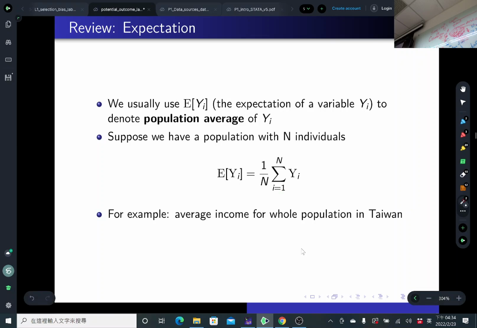In the denominator, sometimes they will write n minus 1. That could be when they calculate some sample average, for example the variance, sample standard deviation or sample average. That is related to the degree of freedom, so that's why they need to minus 1. But here is a population, so it's not a sample.